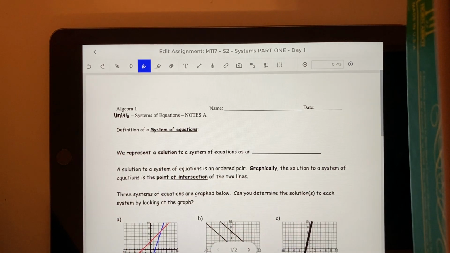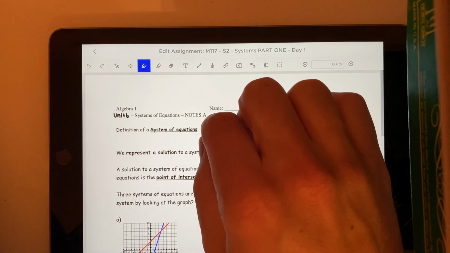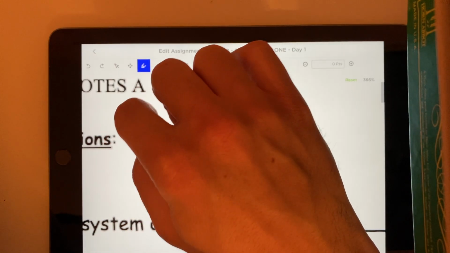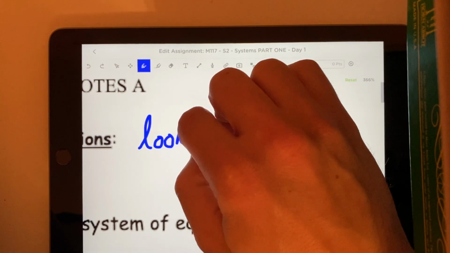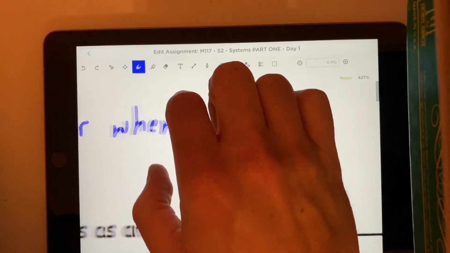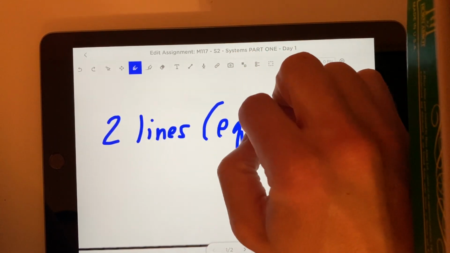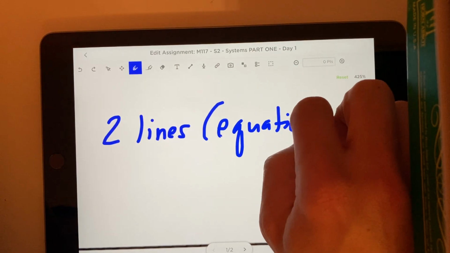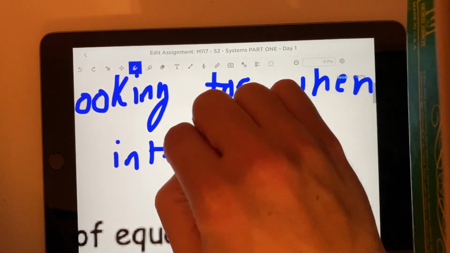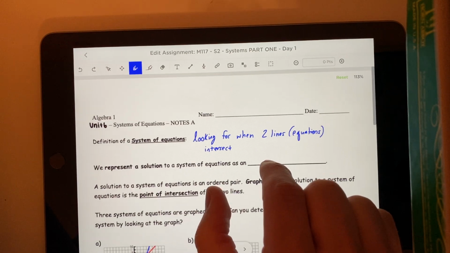So what a system of equations is, there's a lot of ways you could think about it. We're looking for when two lines, which are made of equations, intersect. Intersect means cross over or go through each other, okay?